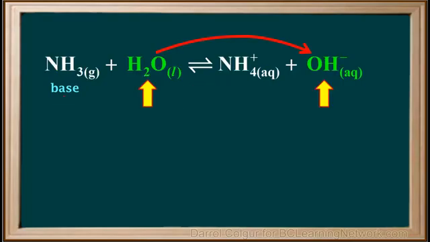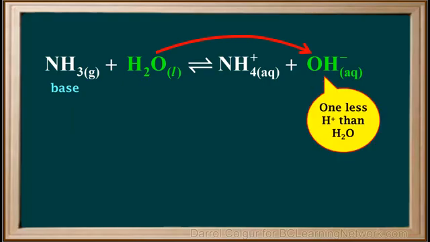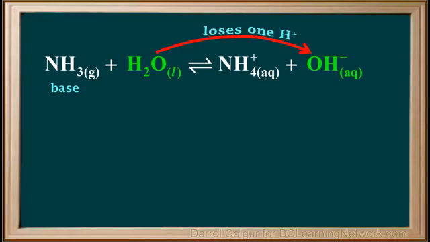Looking at water, we see it has been converted to OH-. OH- has one less H and one less positive charge than H2O. Therefore, it has one less H+ than H2O. Therefore, when H2O converts to OH-, it loses an H+, or proton. For that reason, we identify H2O as an acid in this case.